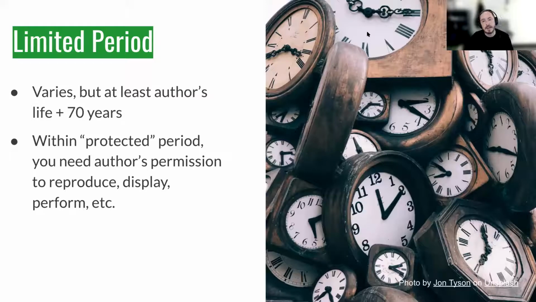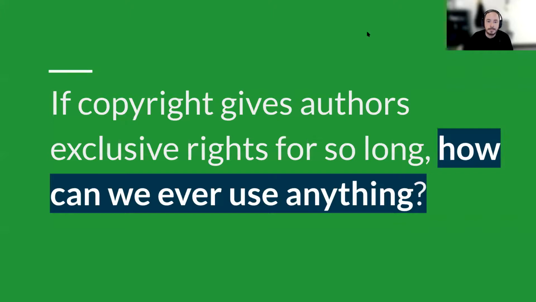We said that the carrot and stick balance with copyright is that these exclusive rights are granted only for a limited period of time in order to incentivize more creation. Around the world, the duration of copyright can vary, but in the United States, it typically lasts for the life of the author plus an additional 70 years. Within that term of protection, you need the copyright owner's permission to exercise any of those five rights we just talked about. Just as a recap, copyright is meant to encourage both the creation and the use of works, and it gives authors exclusive rights for a limited period of time.